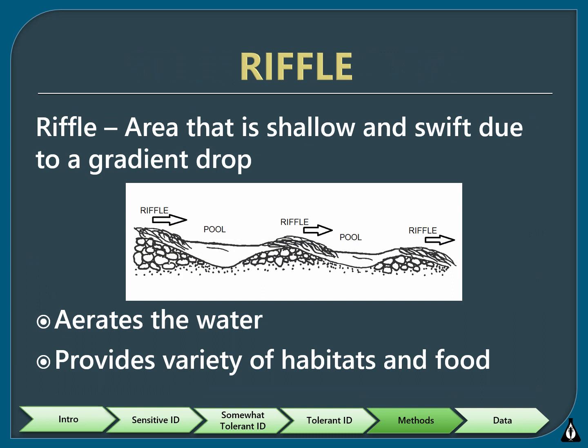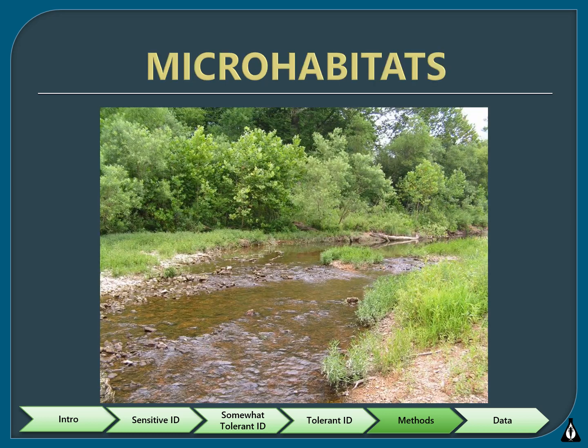A riffle is a section of stream where water breaks over rocks. This action incorporates atmospheric oxygen into the water, resulting in higher dissolved oxygen levels. This means more oxygen for invertebrates. Riffle habitat provides a variety of microhabitats for a diverse community of organisms. If this was our monitoring site, we could sample 3 microhabitats from these riffles, including the downstream riffle, the upstream riffle, and the riffle along the vegetation.